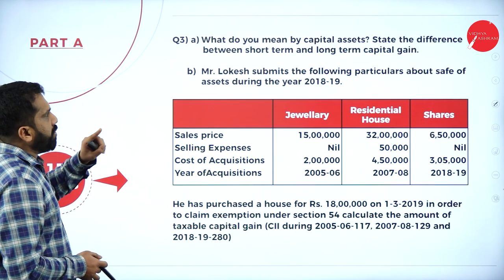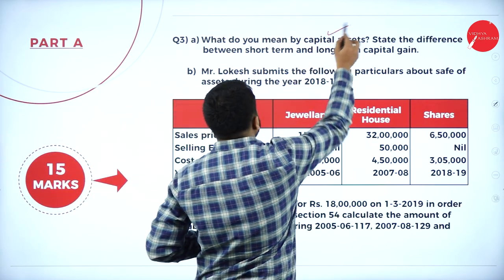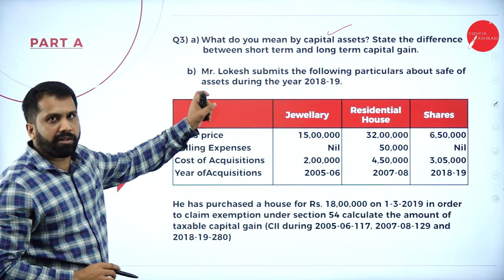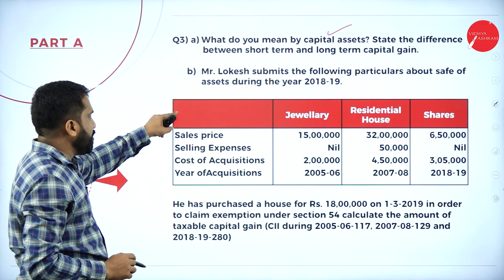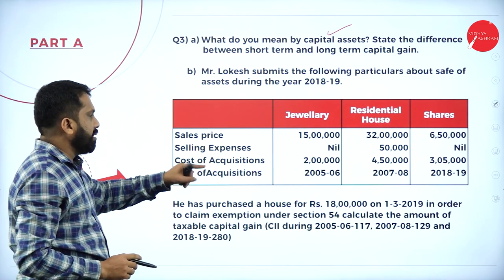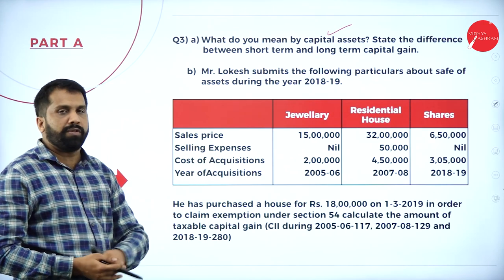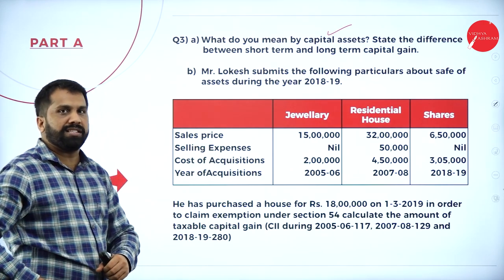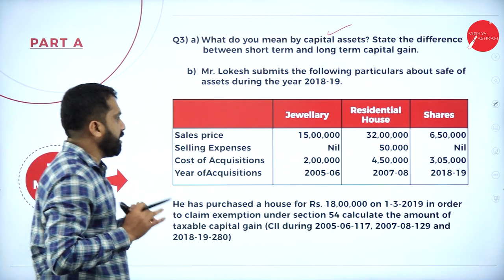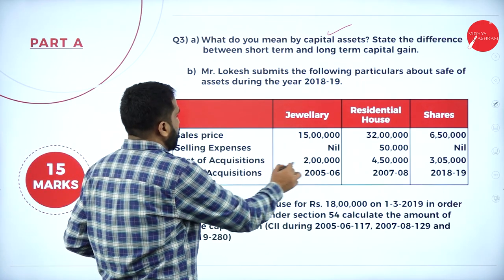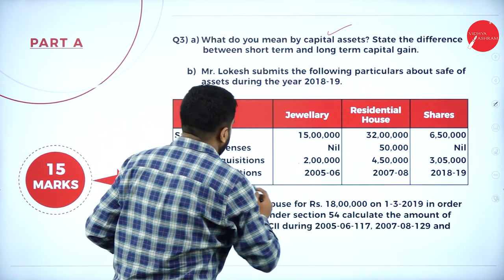Your third one is, what is capital asset? And you have to write the theory part, difference between long term and short term. Along with that, you are supposed to write your capital gain also. Again, the similar exact question we have solved in your notes. Please work out. But I'll give you a hint. 15 lakh minus selling price is nothing. Cost of acquisition 2 lakh is there. What you are supposed to do?